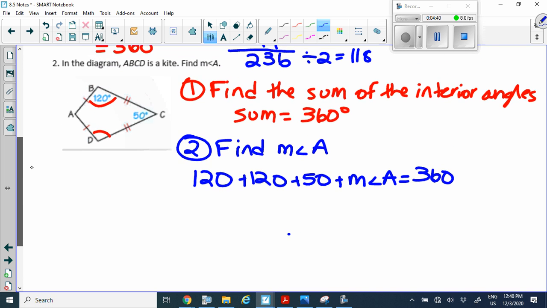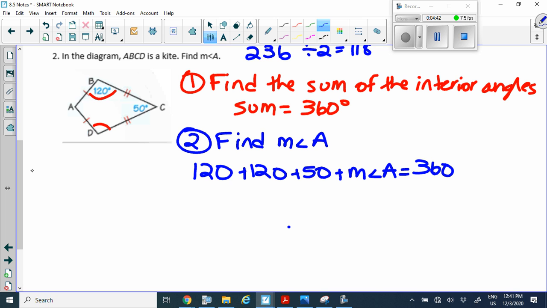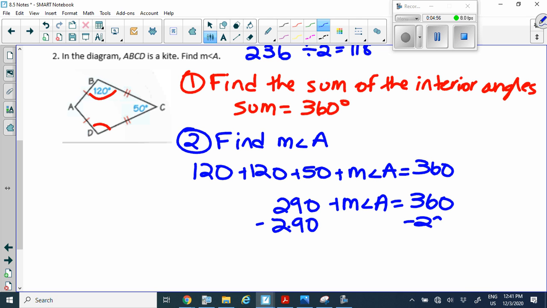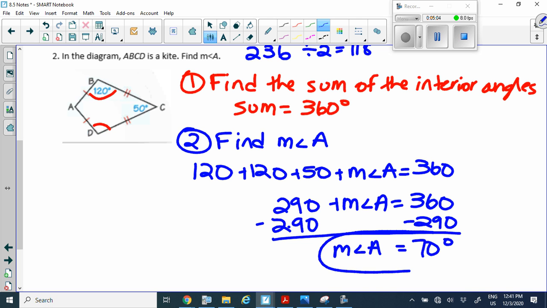Okay, so from here, I'm going to add my like terms. So I do 120 plus 120 plus 50, and that's going to give me 290. Now I need to subtract that from both sides. And so my measure of angle A is going to be 70 degrees. And that's going to be my answer there.